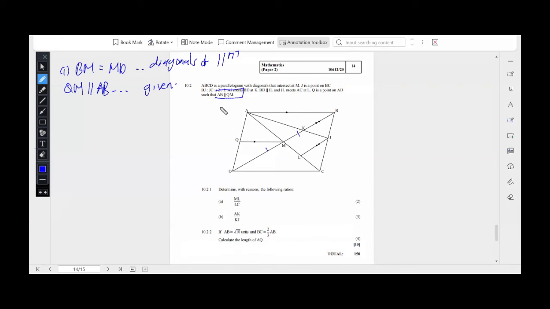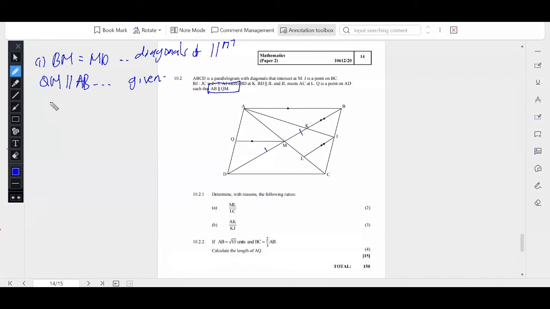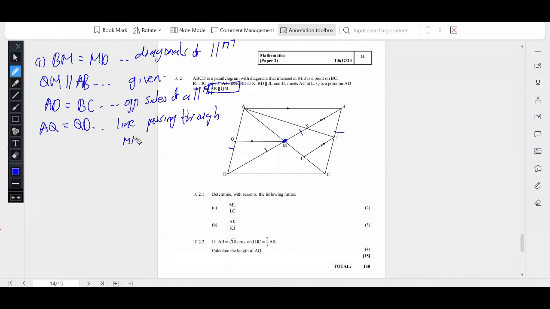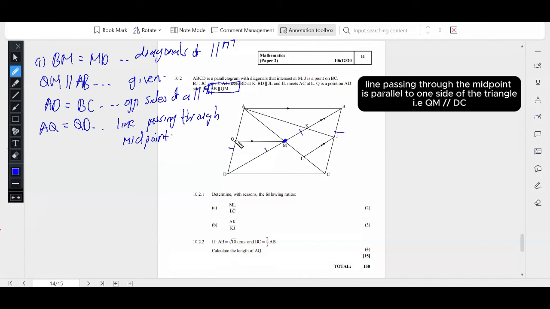So we can see it here. Then, okay, what can we do now? We know that the whole side of AD is actually equals to BC because these are opposite sides of a parallelogram. Now, opposite sides of a parallelogram are equal in length. Then that means we can come to a point whereby we say, since we know that Q to M goes all the way to the midpoint here, M, then this would make our AQ being equals to what? To QD, right? Because there is a line passing through the midpoint. So our AQ here is the same length as QD.